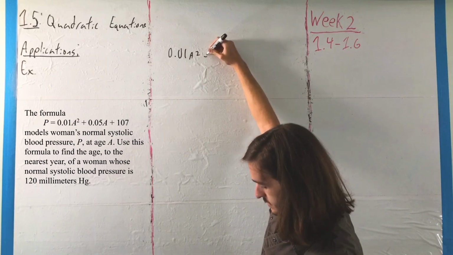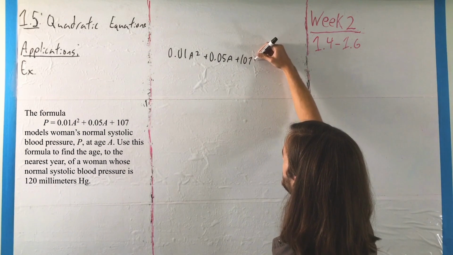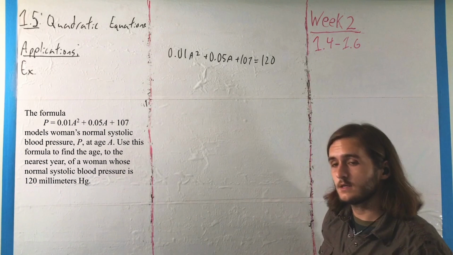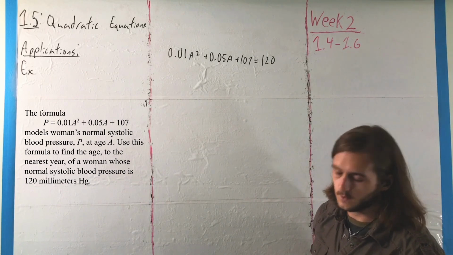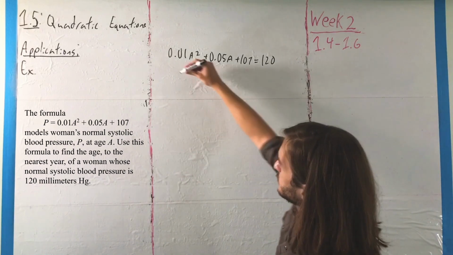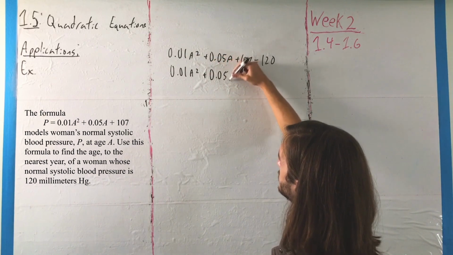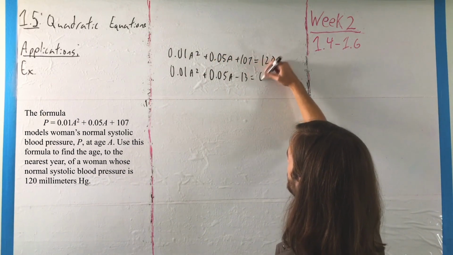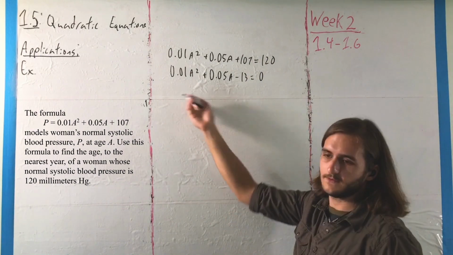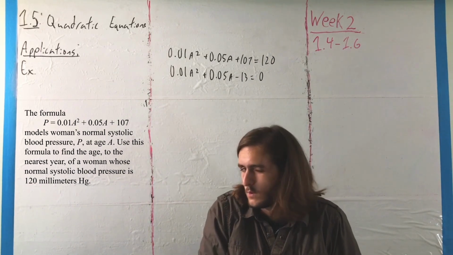0.01 A squared plus 0.05 A plus 107 equals 120, which means you just solve a quadratic, where if you want to bring that over, you could turn that into 1/100th A squared plus 5/100ths A minus 13 equals 0, which puts us more in mind of the standard form. And again, I don't like any of these as far as being able to factor or complete the square goes. You can if you really want to try.